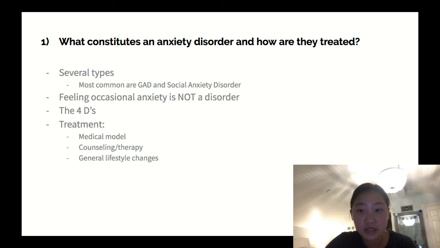Distress accounts for the consistent negative feelings associated with having a disorder. Dysfunction is a decreased ability to perform everyday functions. And finally, danger is related to violent or harmful behavior toward yourself or another. Okay, so the last thing I wanted to talk about on this slide is treatment options.